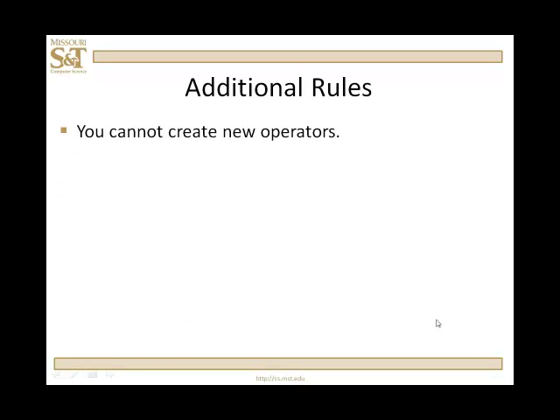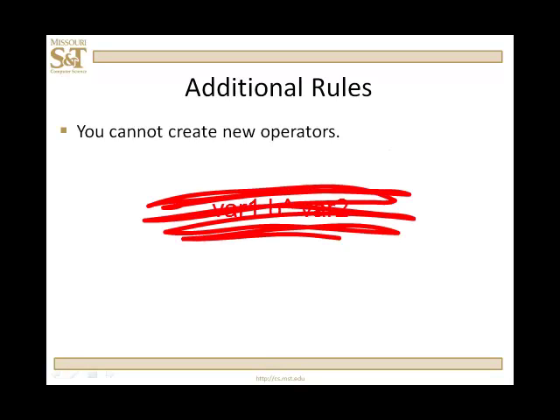As I said before, you can't create new operators. So for instance, if you want a b hat operator, you cannot do this. You can't say var1 b hat var2. That's illegal.